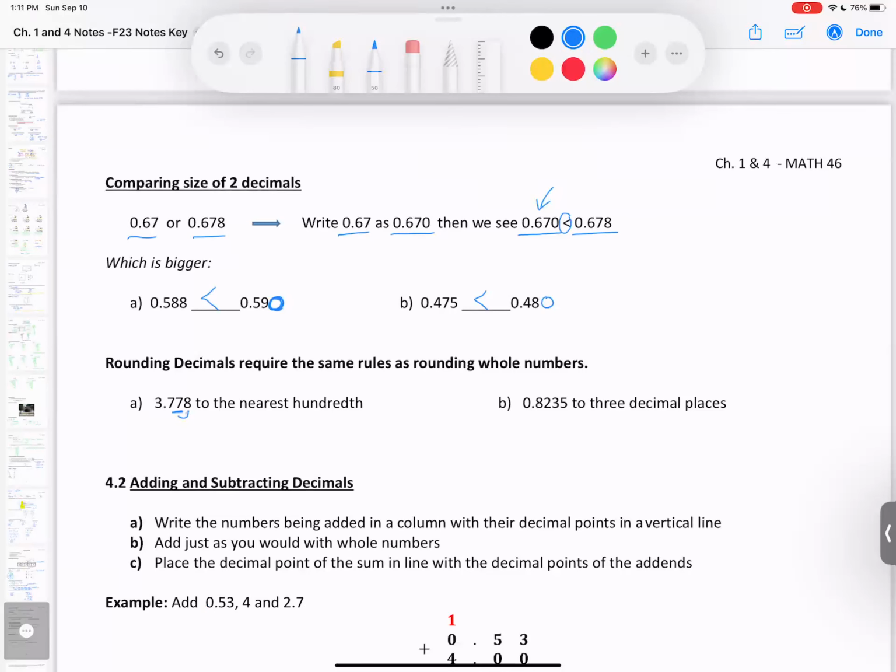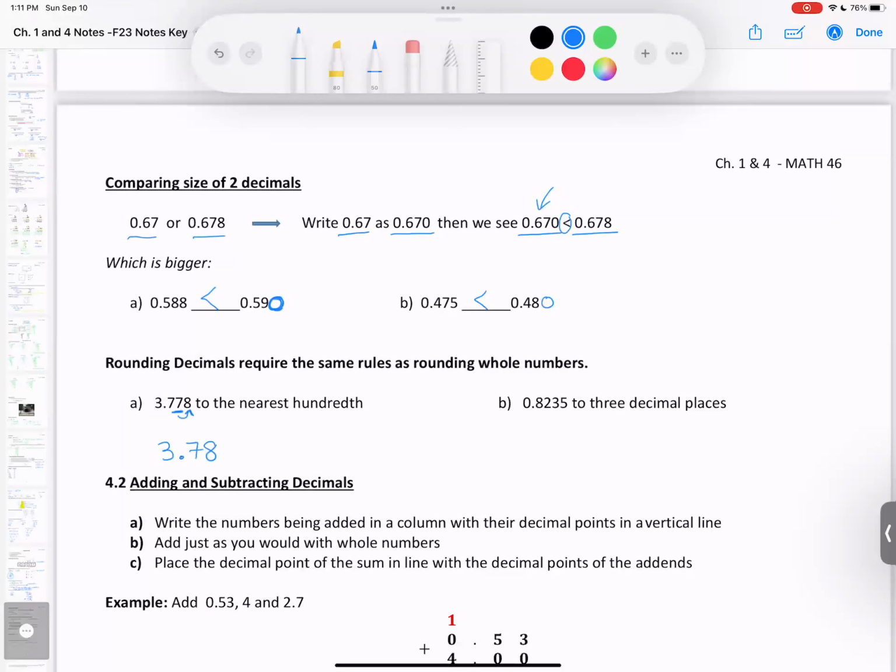And then I know I'm looking at the place value to the right of that to figure out if I'm rounding up or down. So if I'm going to round this to the nearest hundredth, then I'm going to round up because that 8 is more than 5. It's 5 or more, let it soar. So we end up with 3.78 or 3 and 78 hundredths.